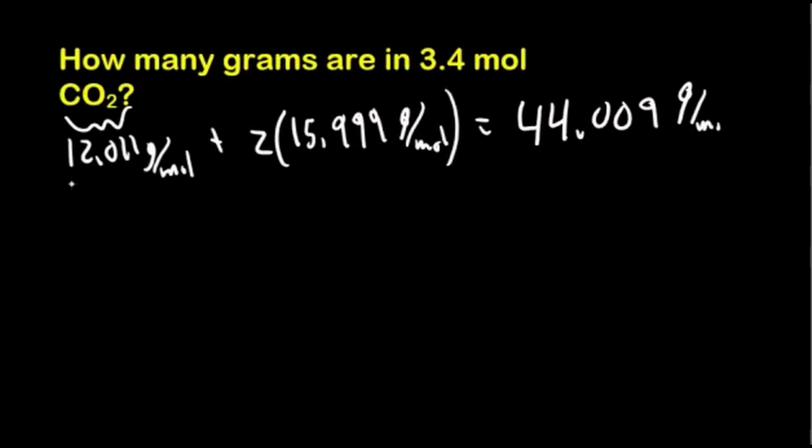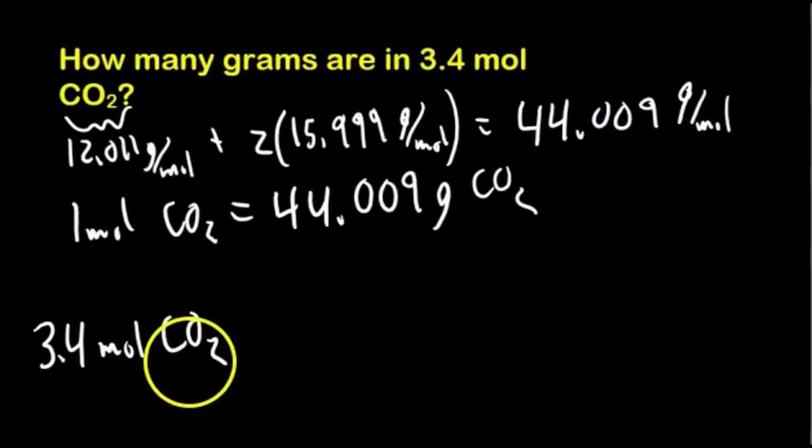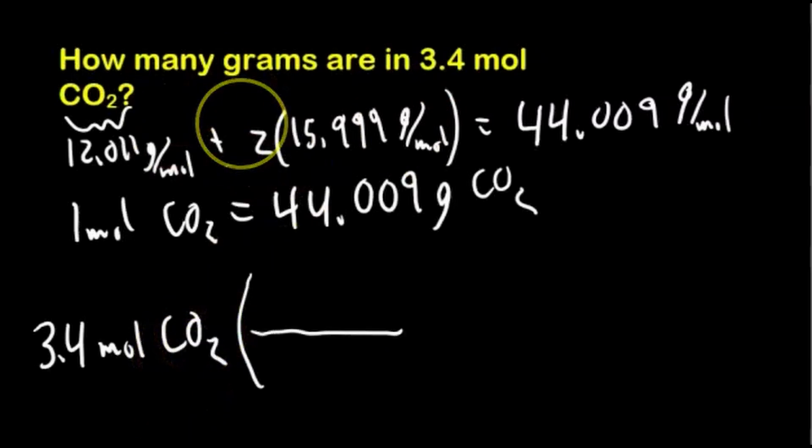44.009 grams per mole. So this means that 1 mole of CO2 weighs 44.009 grams. This is the molar mass of CO2. Okay, so now we have this many moles of CO2, 3.4. So we have 3.4 moles of CO2, and include this CO2, that's important. It's pretty obvious in these kind of beginner examples that it's CO2, but later on, it's not that obvious sometimes.